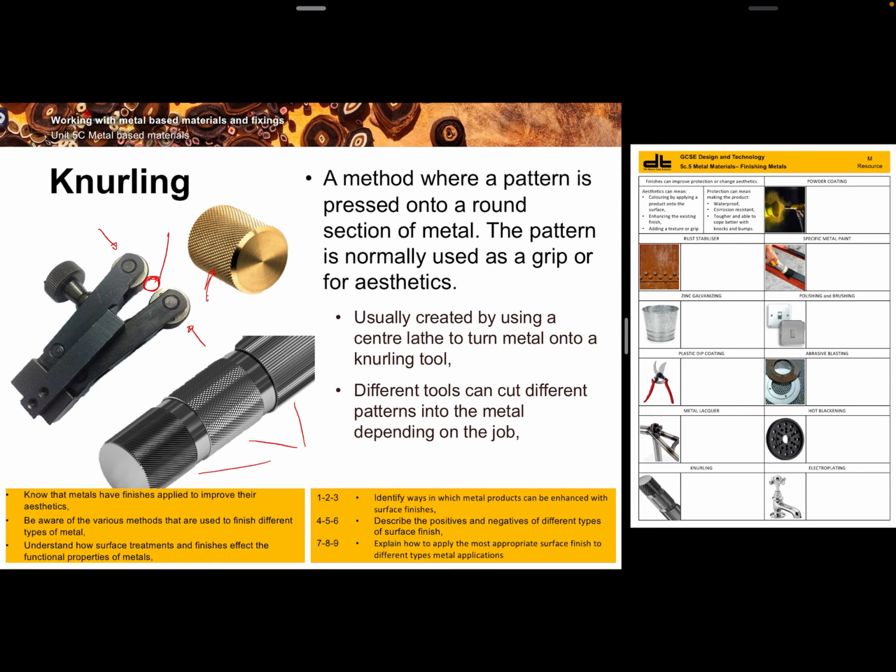Usually this is created using a centre lathe to turn the metal onto the knurling tool. Different tools can cut different patterns into it depending on the job, and it's normally used as some kind of grip or a feature function.